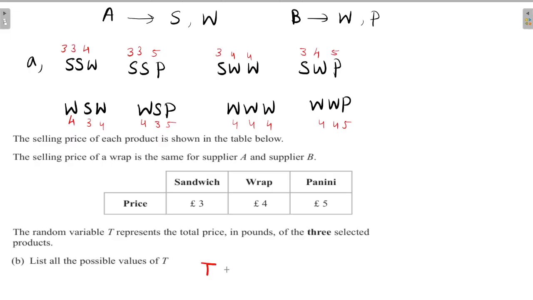The possible values of T: the total price of 3, 3, 4 is 10. Here the total price is 11. Here the total price is 11. Here the total price is 12. Here the total price is 11. This is 12. This is 12. This is 13. So the total price 10 is there, 11 is there, 12 is there and 13 is there. These are the possible values of T.